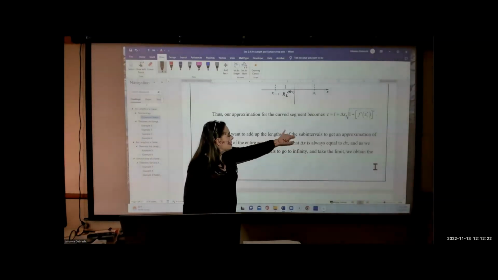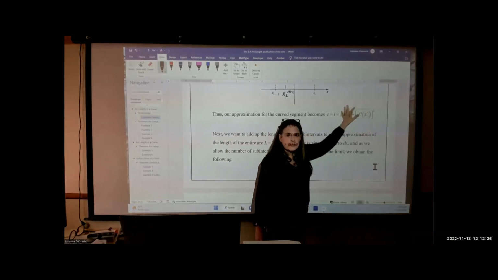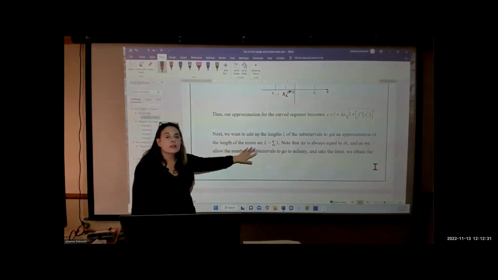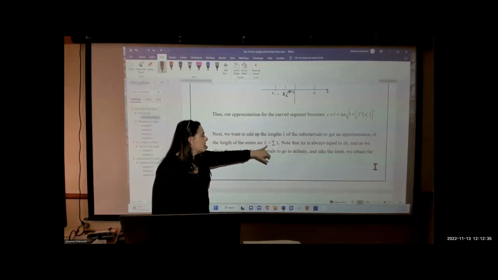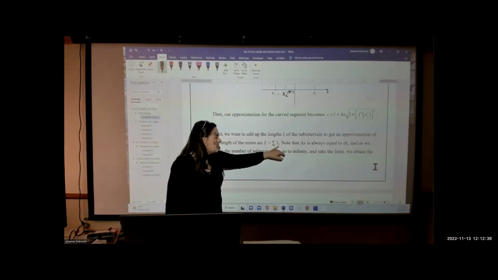So we're going to take all the little L sub i's, all these approximations using the Pythagorean theorem, to get an approximation of the length of the entire arc from x equal a to x equal b. And we call that uppercase L, which is the sum of all the little L sub i's.